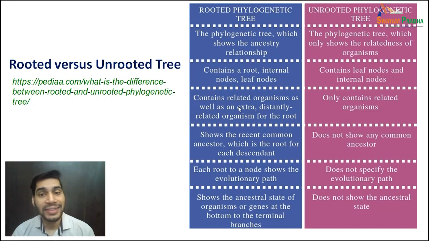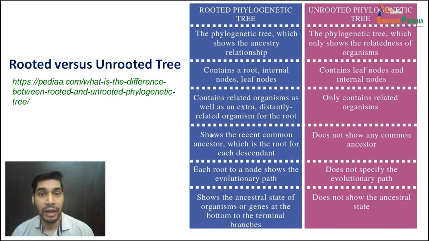The rooted tree contains related organisms as well as an extra distantly related organism for the root, whereas the unrooted trees contain only the related organisms. The phylogenetic trees which are rooted, they do show the recent common ancestor, which is the root for each descendant. It is not present in the unrooted tree. Each root to a node shows the evolutionary path here, whereas it does not specify the evolutionary path if it is an unrooted phylogenetic tree.